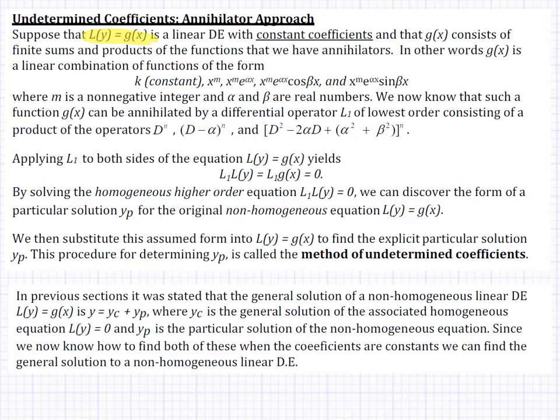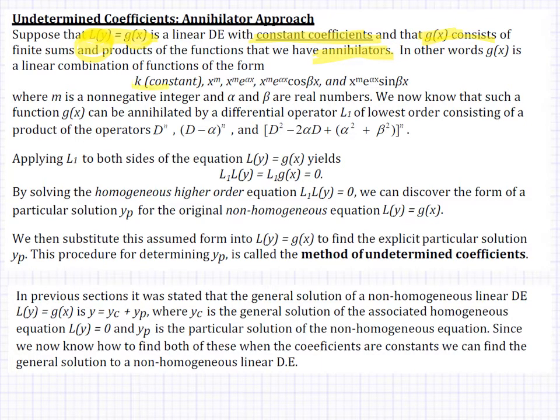So we can make the left side essentially look like a linear operator, and the right side is just this g of x function. Since it's not homogeneous, it's not equal to 0, it's equal to this function. But it still has constant coefficients. Okay, so the left side, this linear operator notation side, still has constant coefficients. But g of x consists of finite sums and products of functions that we can annihilate. Okay, so g of x is essentially something we can annihilate.